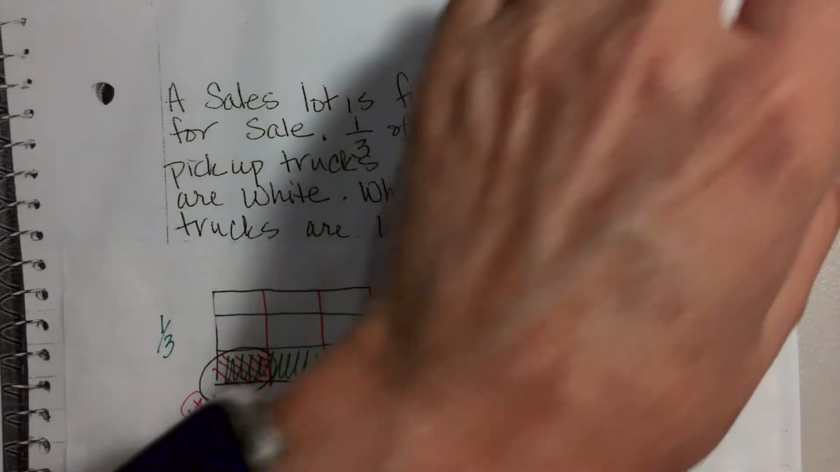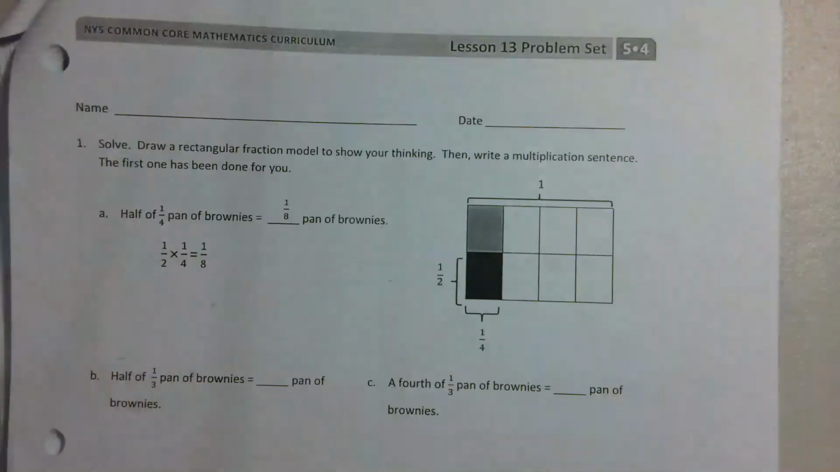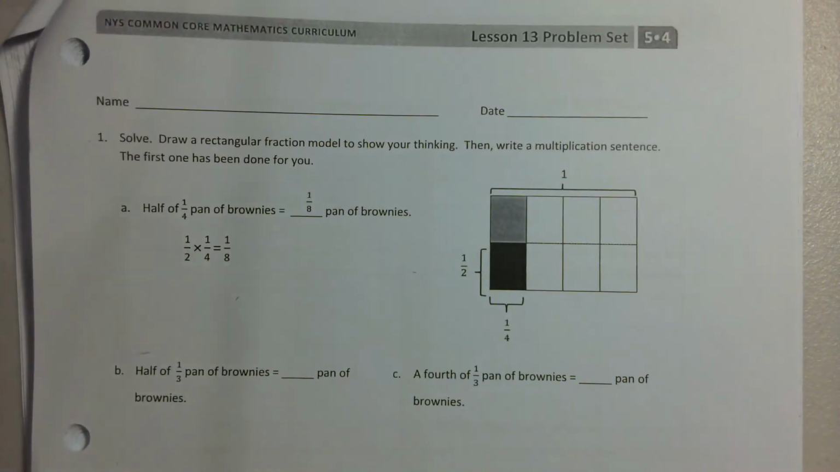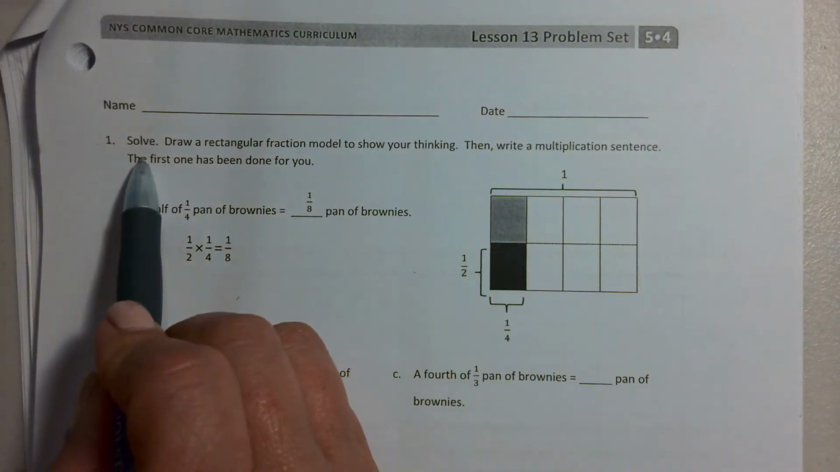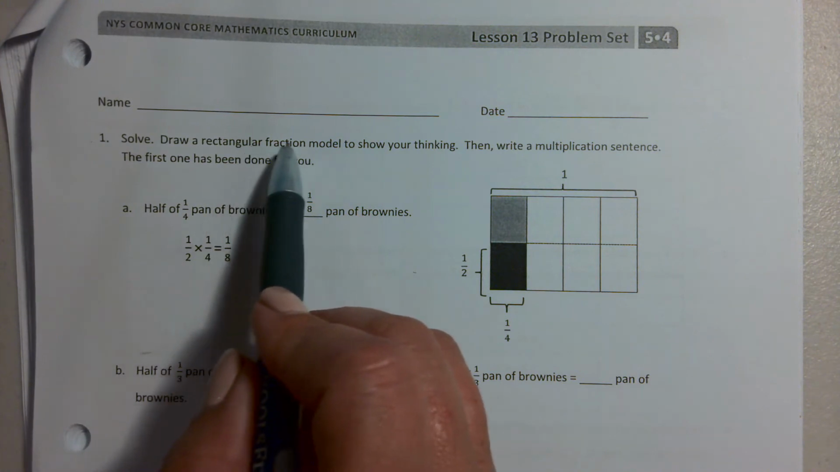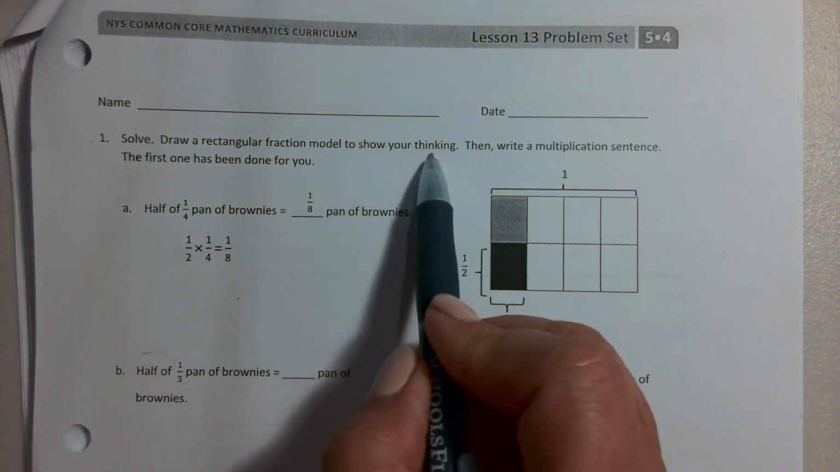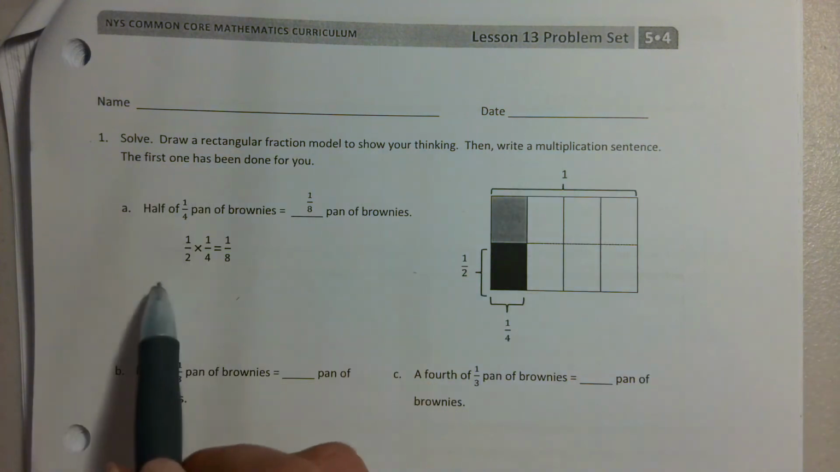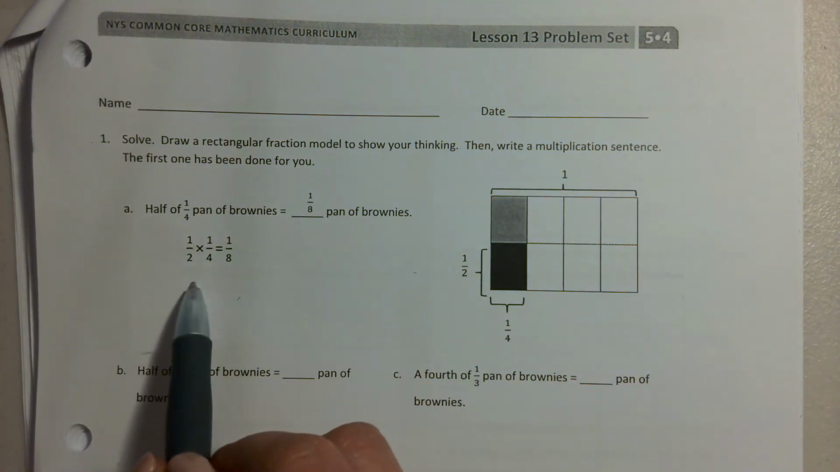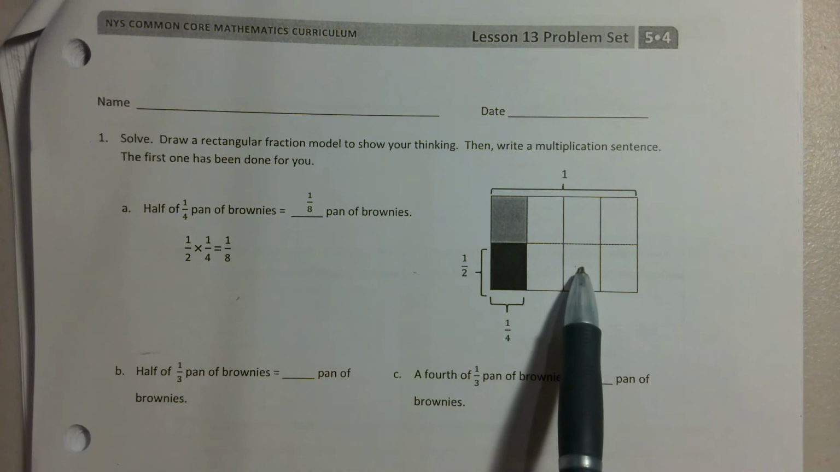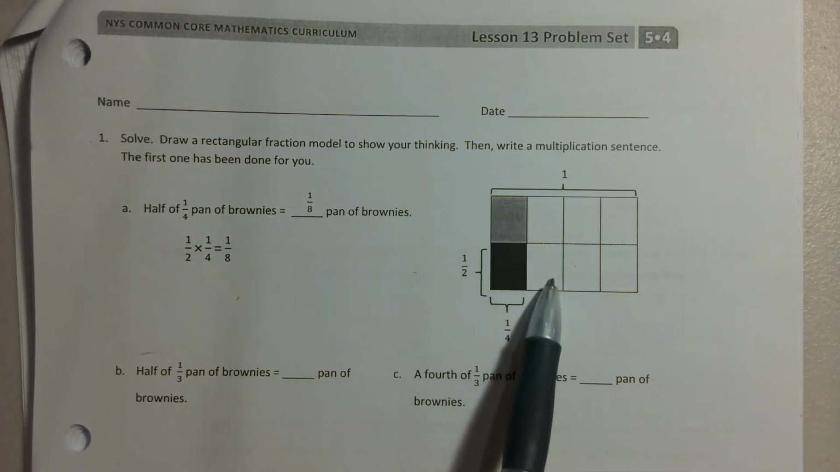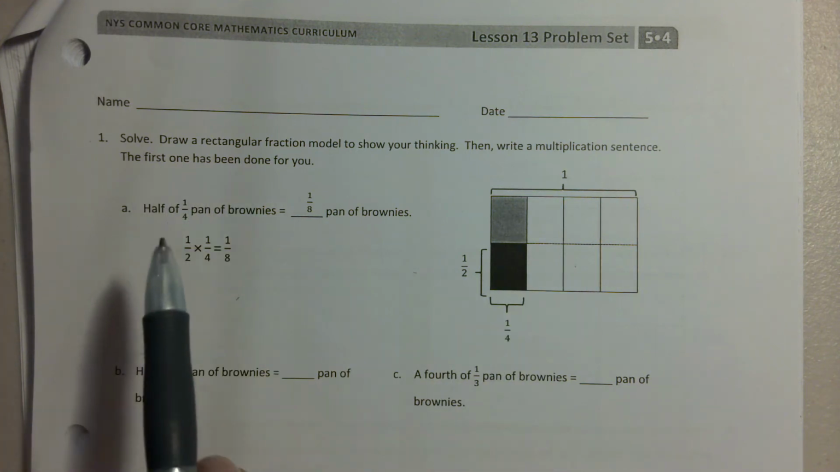All right, so let's take a look really quick at the problem set, and then you can get started. It says solve, and it says draw a rectangular fraction model to show your thinking. Then write a multiplication sentence. So a multiplication sentence, right? This is the big idea. Writing the multiplication sentence and solving it is basically checking your work. Okay, the first one has been done for you.